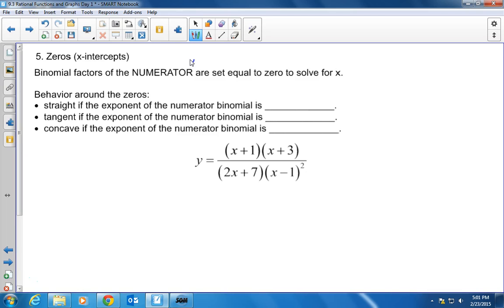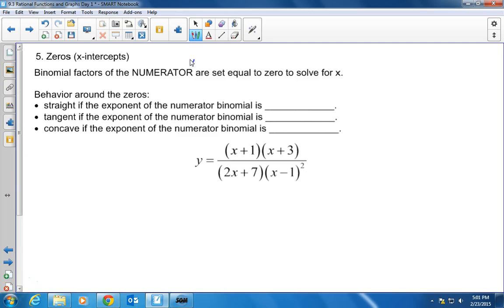And again, not only are there end behaviors with vertical asymptotes like the previous section, there are also behaviors around the zeros. And I'll show you what that means in a few minutes. There's going to be 3 behaviors around the zeros.